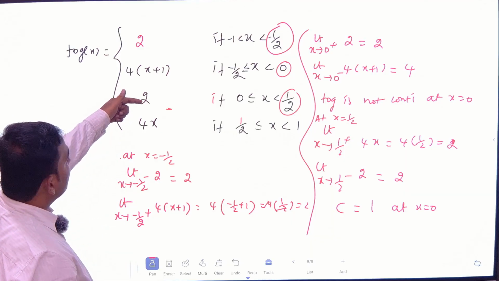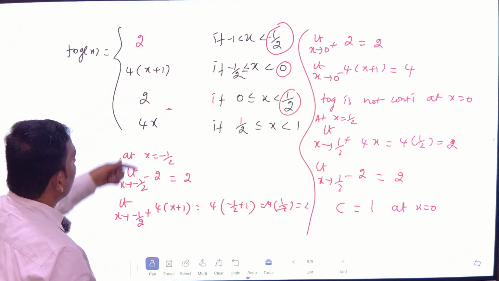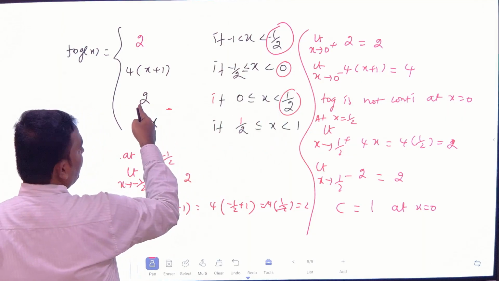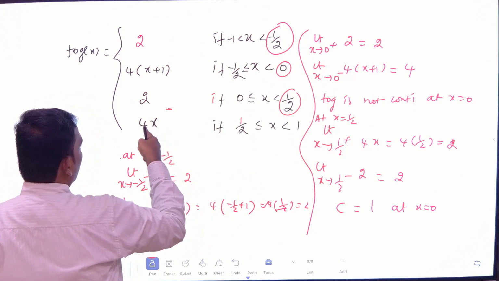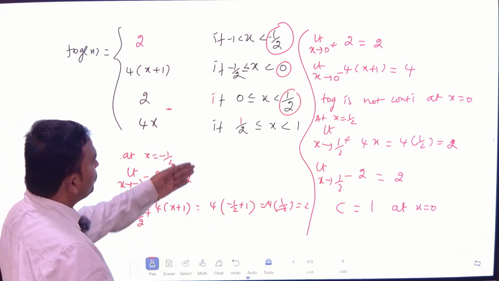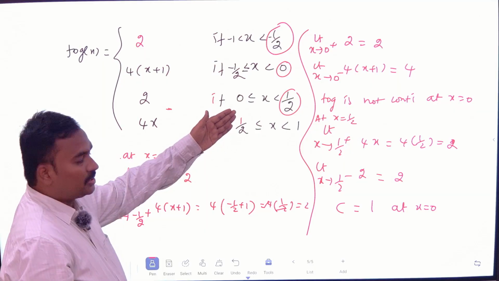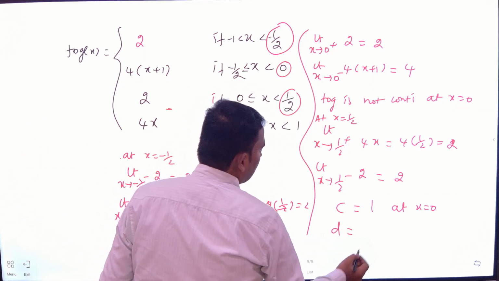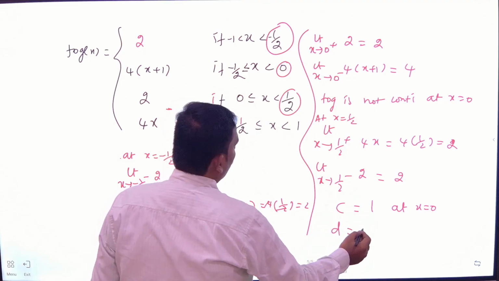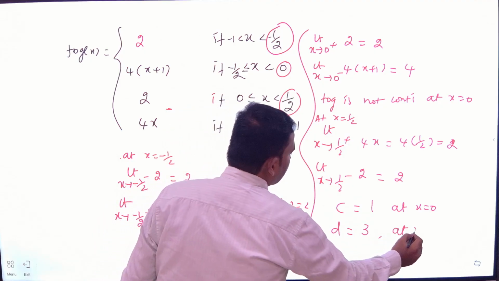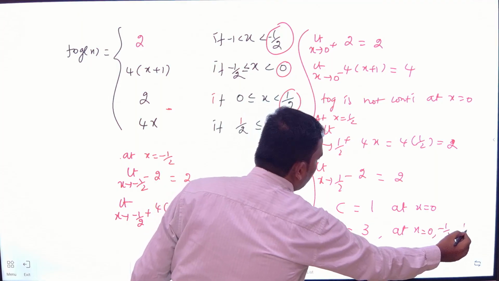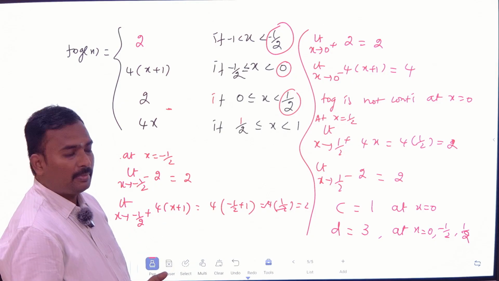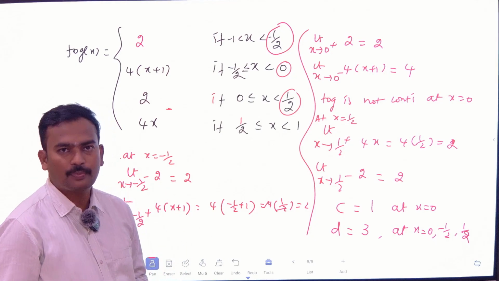At 1 by 2, the left hand derivative is 0 and the right hand derivative is 4, right? So the function F composition G is not differentiable at 3 points: at x is equal to 0, minus 1 by 2 and plus 1 by 2. Clear? Therefore, C plus D will be 1 plus 3, so 4 is possible.